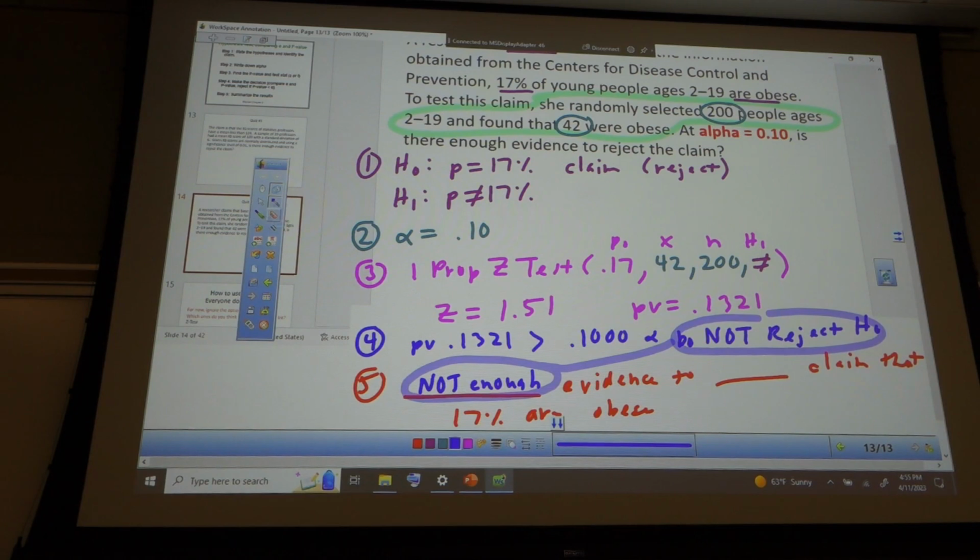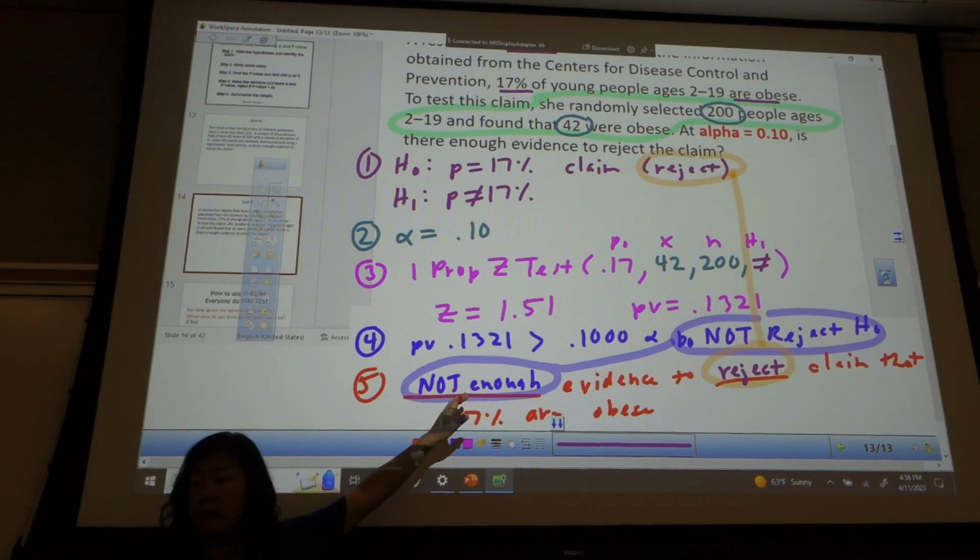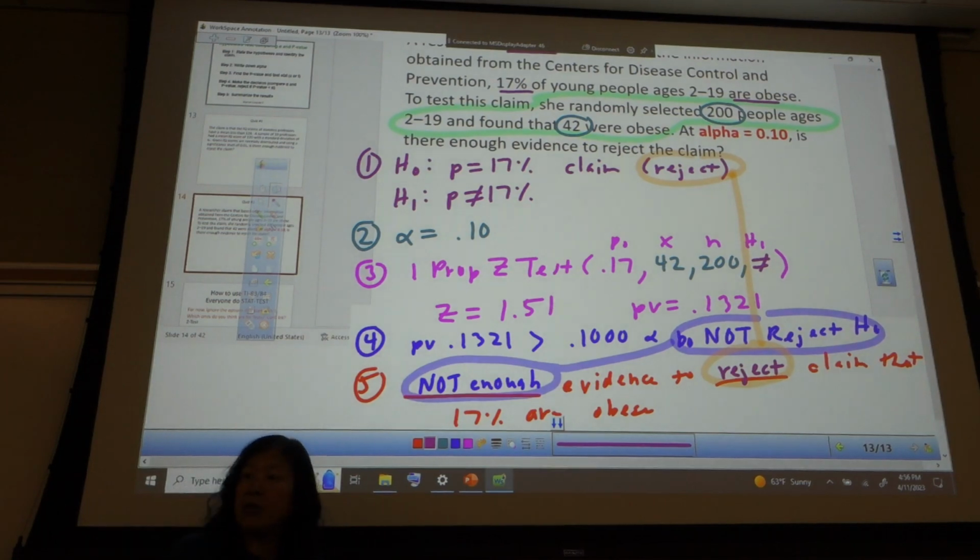Not enough evidence to, and then the second part is my claim. That comes from step 1. I'll use a different color, orange. That is what goes down there. To reject the claim that 17% are obese. Good. Now, that is not the same thing as enough evidence to support the claim. It could be true, it might not be true. We don't have enough evidence to say either way. Is everybody on board with that?